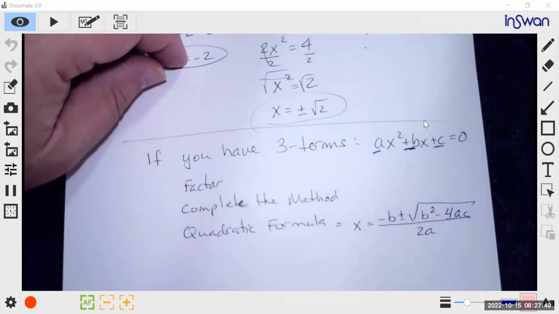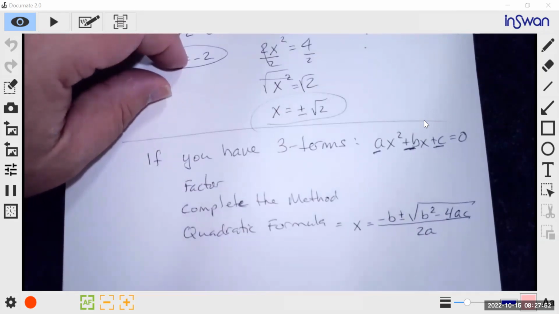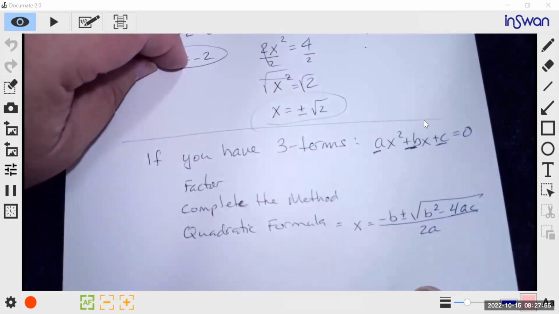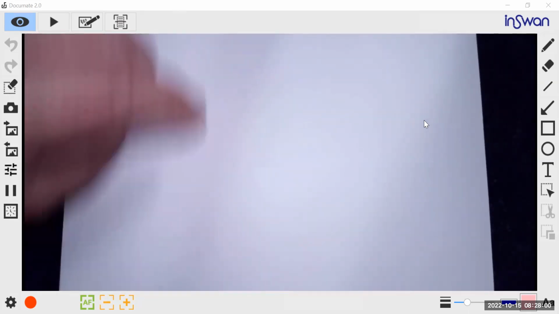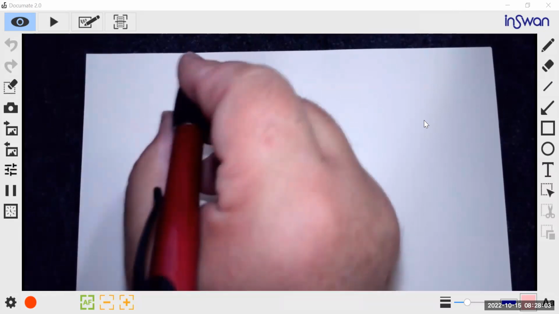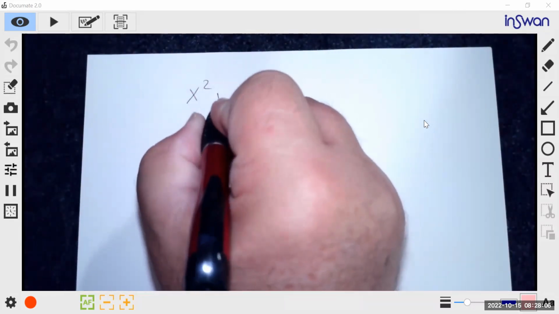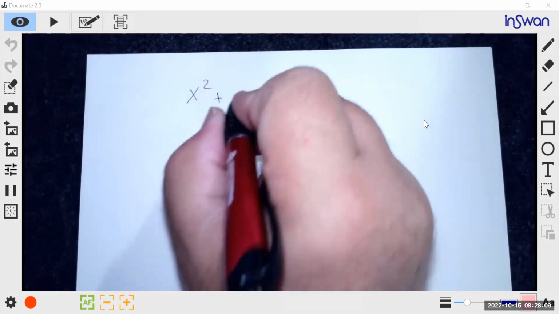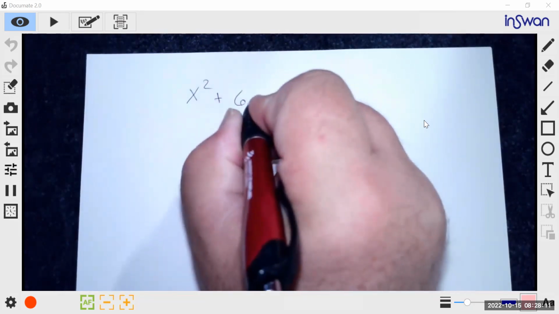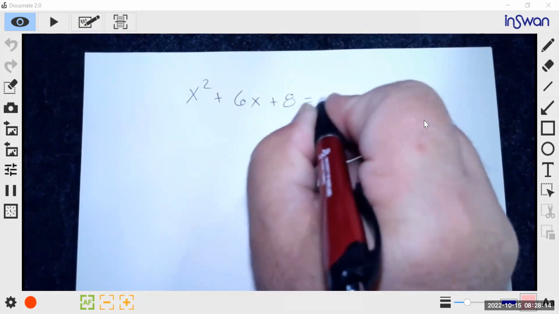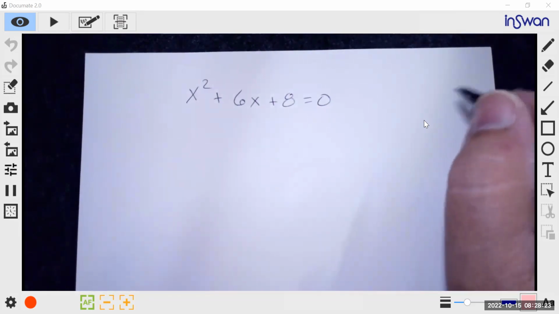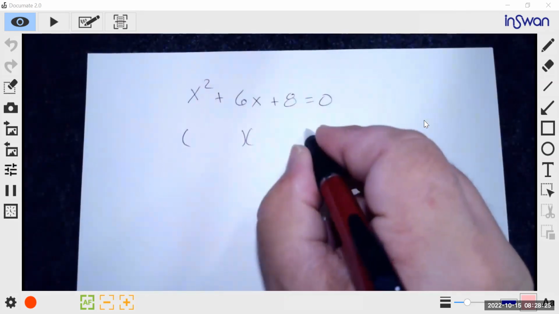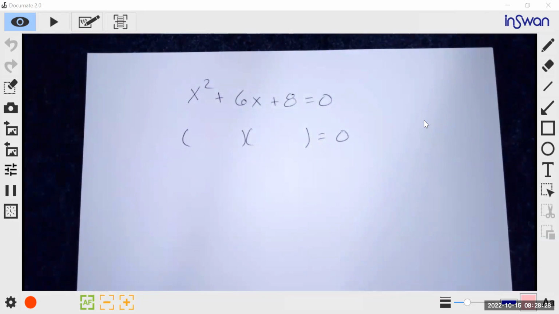So I'm going to use one equation with all 3 of these methods, and then we could see about finishing up this chapter. All right, here's our example. We're going to factor first. Factoring is we're going to jump straight into putting them in these parentheses.